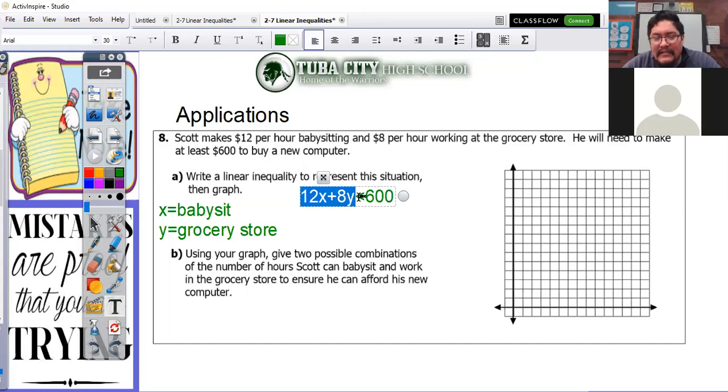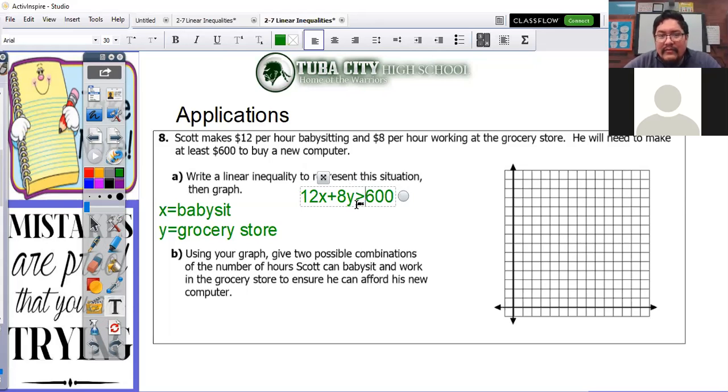So this is, again, when writing word problems, this is usually the part that most students will have difficulty getting, and that is, which way does the mouth go? So this is his earnings, and this is his goal. His earnings need to be higher.